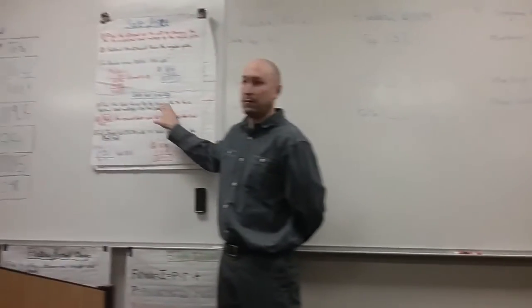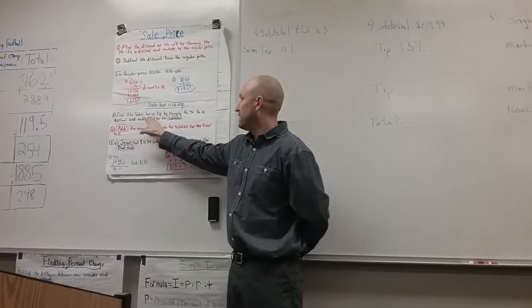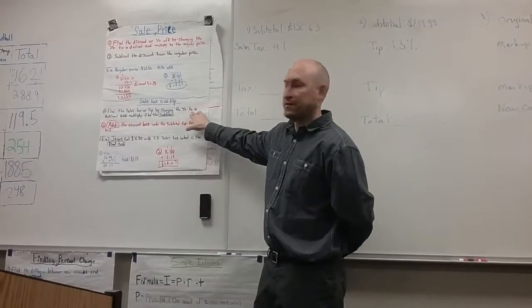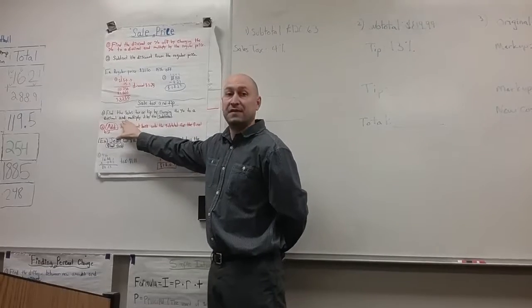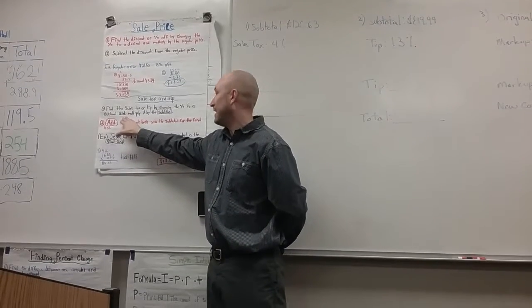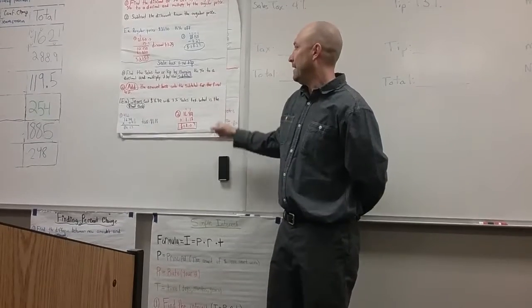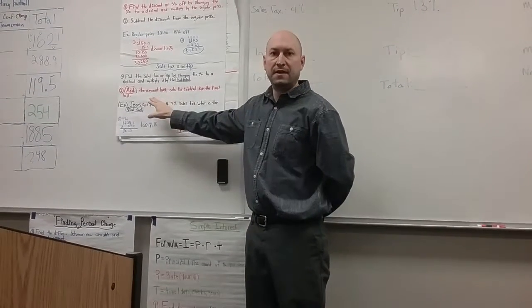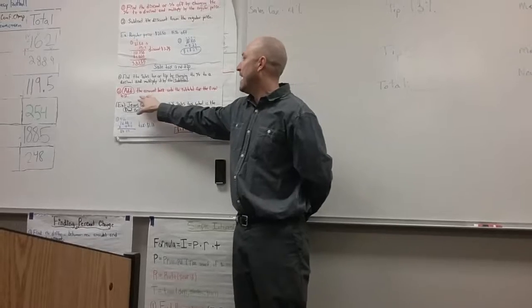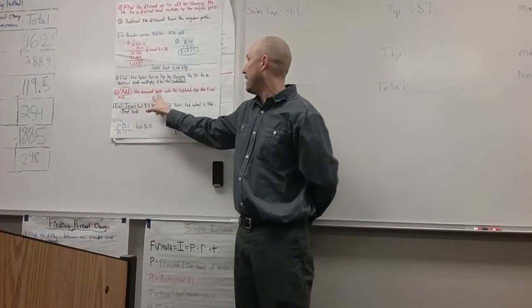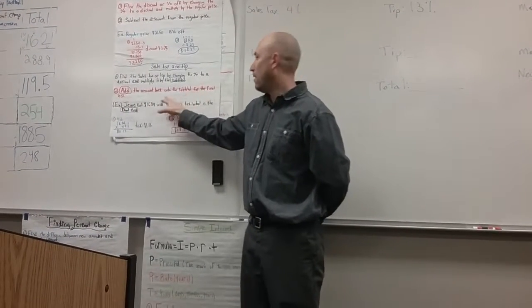So here are our steps that we're going to go through. We're going to find sales tax or tip by changing a percent to a decimal by moving the decimal point 2 places to the left every time, and then we're going to multiply it by the subtotal. Now the second step is the only step different from the previous lesson. Now we will add that amount back onto the subtotal for the final cost.